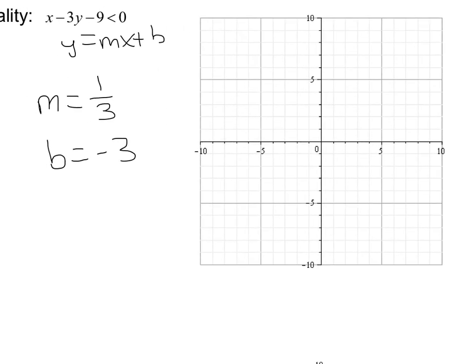So I am beginning at negative 3, so I count down 1, 2, 3, and put a point right here. And then I move up 1, right 3, or down 1, left 3. Now it's not or equal to, so we have a dashed line.